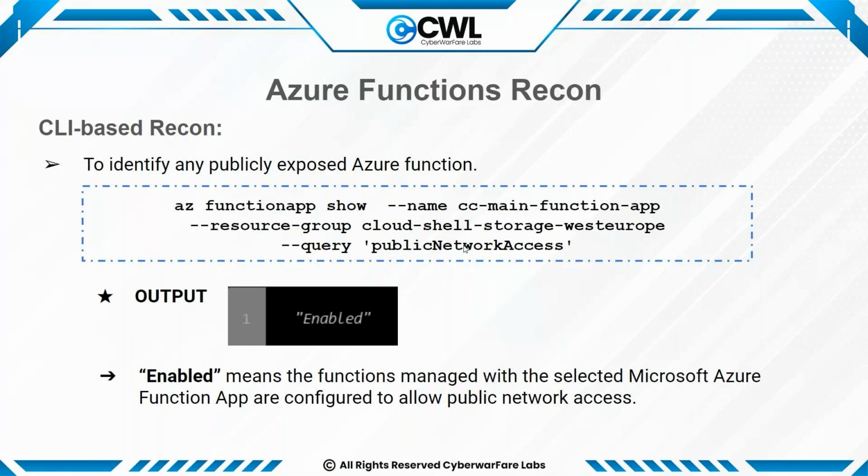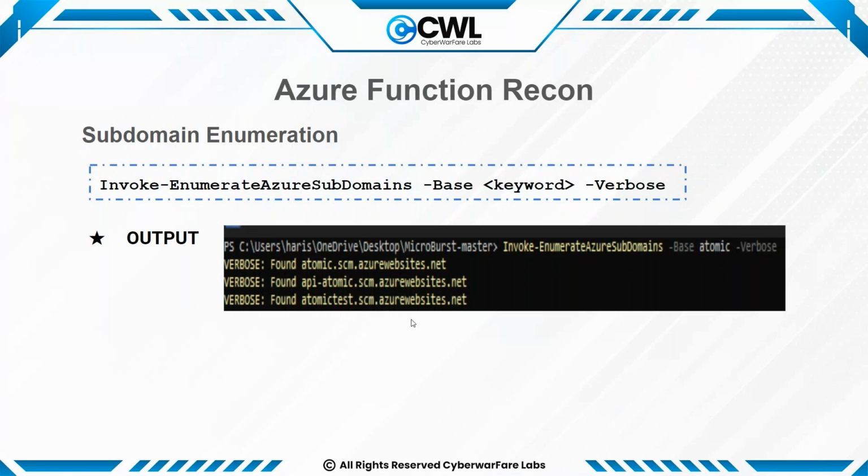The output for this command would be the setting, and the values you will be getting are either enabled or disabled. If you get enabled, it indicates that the function app allows public network access, meaning it can be accessed over the public internet. Vice versa, if you get disabled, it means that it can only be accessed via private network or specific endpoints. For Azure Function App, again, we can use the Microburst tool to enumerate subdomains for a particular keyword.